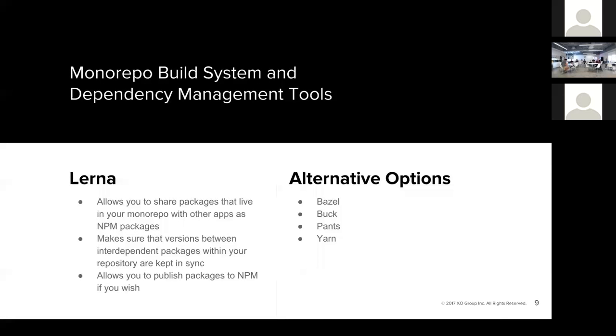Lerna allows you to share the packages that live in your monorepo with other apps, kind of like NPM packages. It makes sure that the versions between interdependent packages within your repository are kept in sync, and it also allows you to publish your packages to NPM if you wish to have them versioned. So it allows a lot of flexibility, where you can just have the most recent across the board, or if you have certain things you want to version, you can do piecemeal upgrades. It gives you the same flexibility you have with multiple repositories, but you have everything in one place.